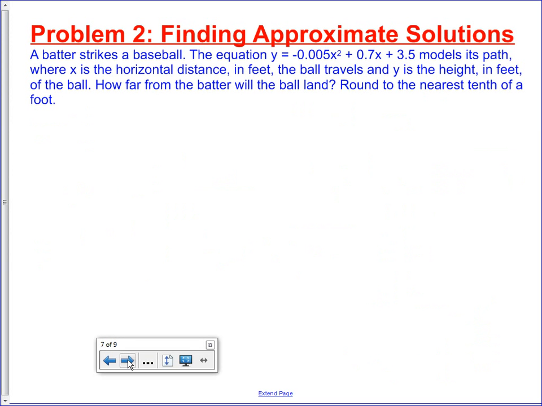Even if you make a mistake somewhere along the way, I can give partial credit for partially correct work. All right, problem 2, finding approximate solutions. A batter strikes a baseball. The equation y equals negative 5/1000 x squared plus 7/10 x plus 3 5/10 models its path, where x is the horizontal distance in feet the ball travels, and y is the height in feet of the ball. How far from the batter will the ball land? Round to the nearest tenth of a foot.